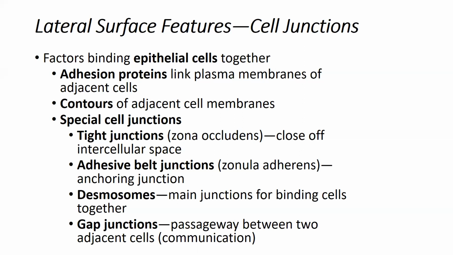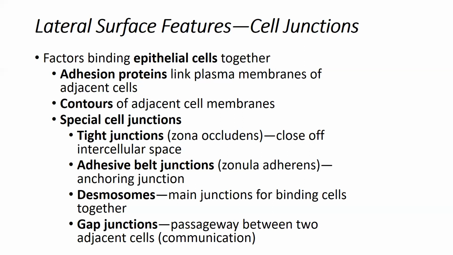Then you have your adhesive belt junctions. The adhesive belt junctions are called zona adherens. That's because these are adhesive junctions or anchoring junctions. There are going to be some proteins within the plasma membrane of each cell that are going to connect to some filaments within the cell. And these are going to prevent anything from going up or down and sort of anchor everything together like a belt wrapped around the periphery of the cell.